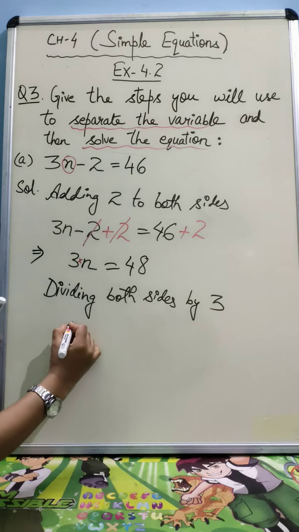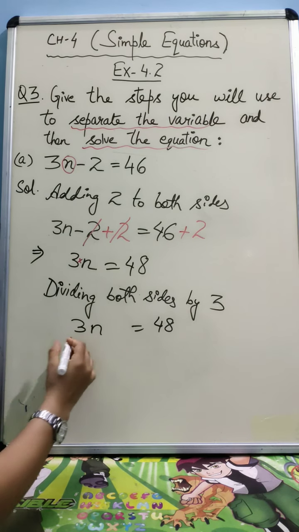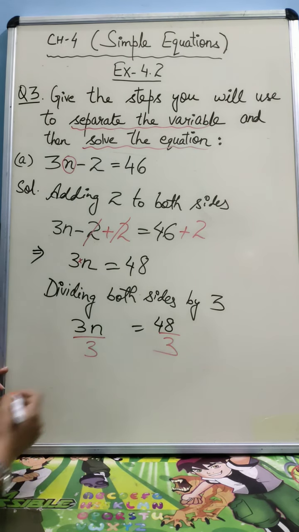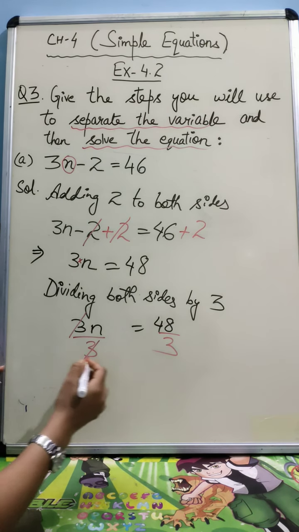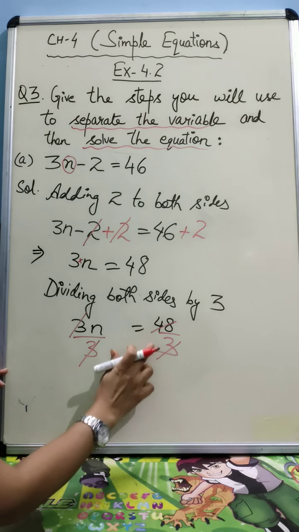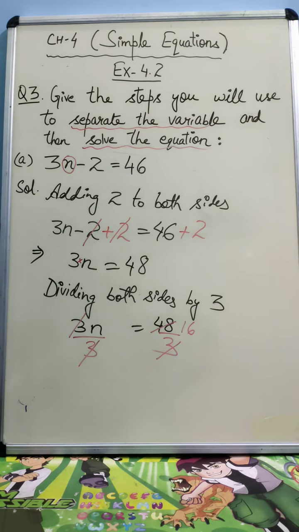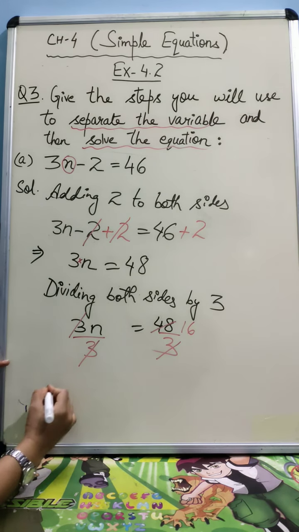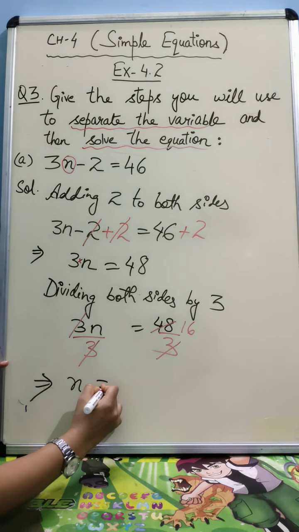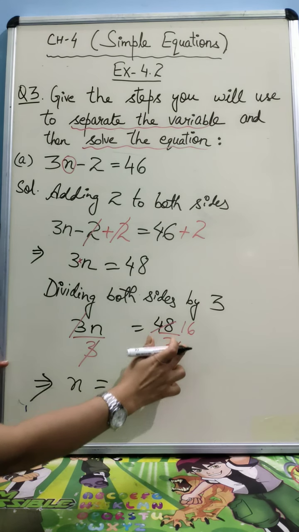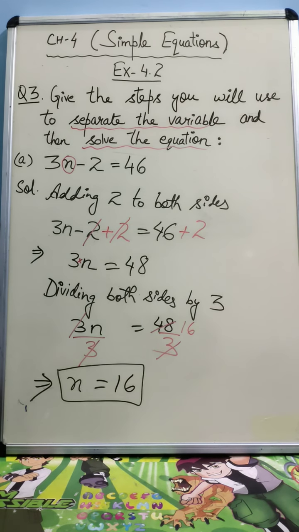So what we will get? Dividing both sides by 3. So this numerator and denominator, same numbers, so they will get cancelled. Okay, and here 48 divided by 3. How much? 16. Okay, so what remains? Here in the LHS we have n and in the RHS 16. So the value of n is 16.